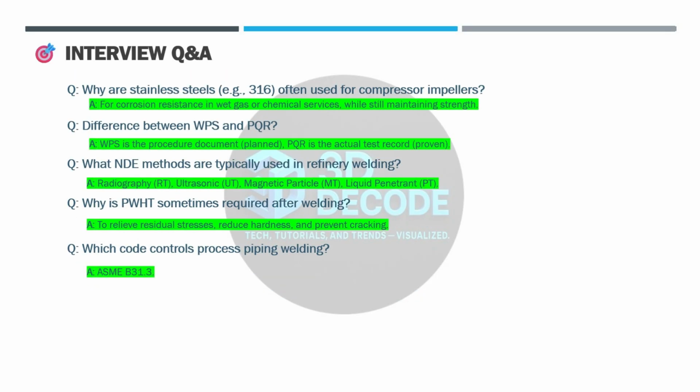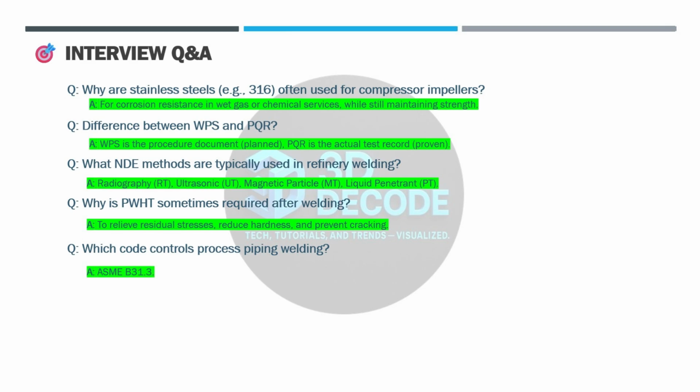Interview Q&A, Day 6. Here are some typical interview questions and answers. Q. Why are stainless steels like 316 used for compressor impellers? A. Because of their corrosion resistance in wet gas or chemical services while still maintaining strength. Q. Difference between WPS and PQR. A. WPS is the procedure document, planned. PQR is the test record, proven.